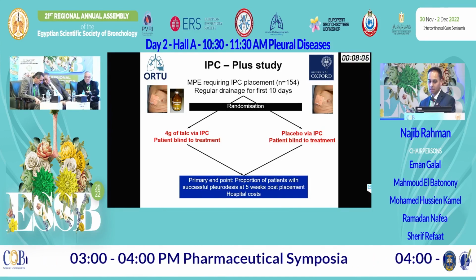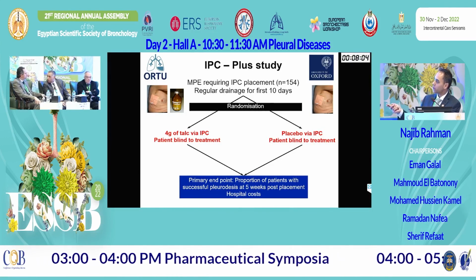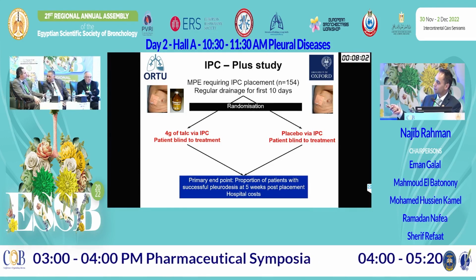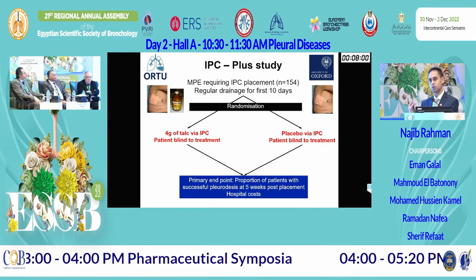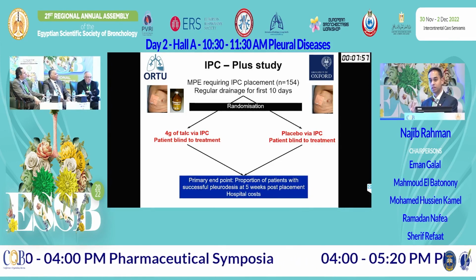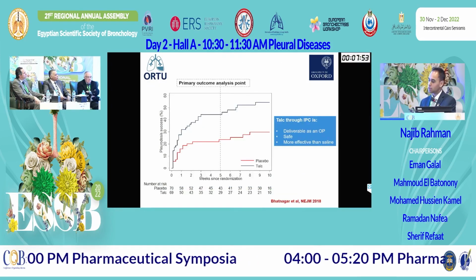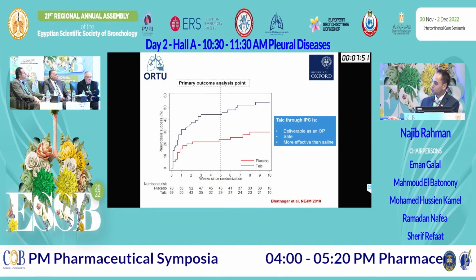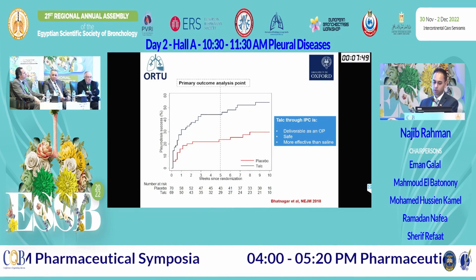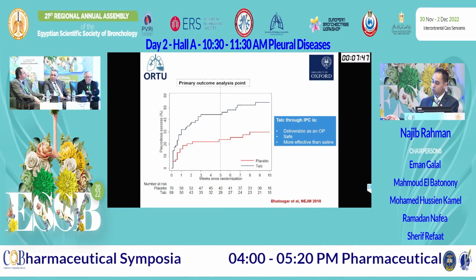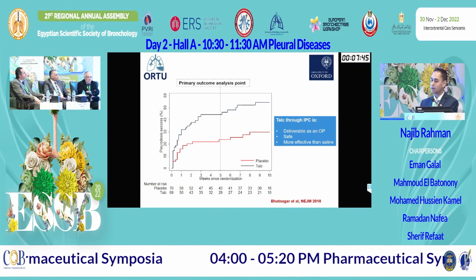I just point out that in this study, we first drained them for 10 days and we excluded patients with a trapped lung. So this was a highly enriched population. They had the best chance of pleurodesis. And what we showed in this study at 5 weeks was that you double the rate of pleurodesis from approximately 20% again to approximately 50% if you use talc.